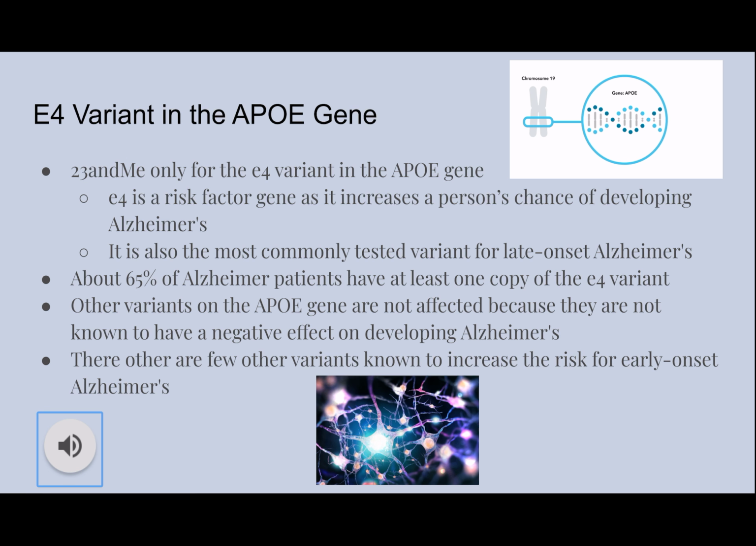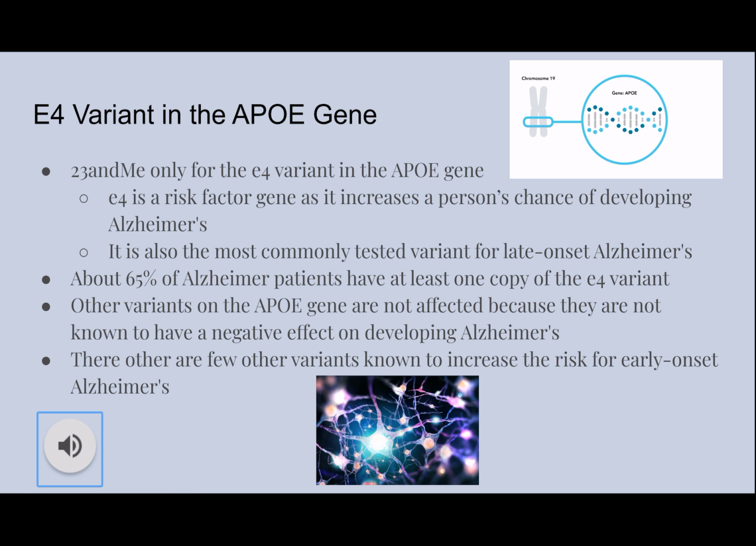When testing for Alzheimer's, 23andMe tests for the E4 variant in the APOE gene, which is located on chromosome 19. The APOE gene helps to make a protein that carries fat through the bloodstream. This E4 variant is known to cause an increased risk of developing Alzheimer's disease. This is why it's called a risk factor gene. It is also the most commonly tested variant for late-onset Alzheimer's.